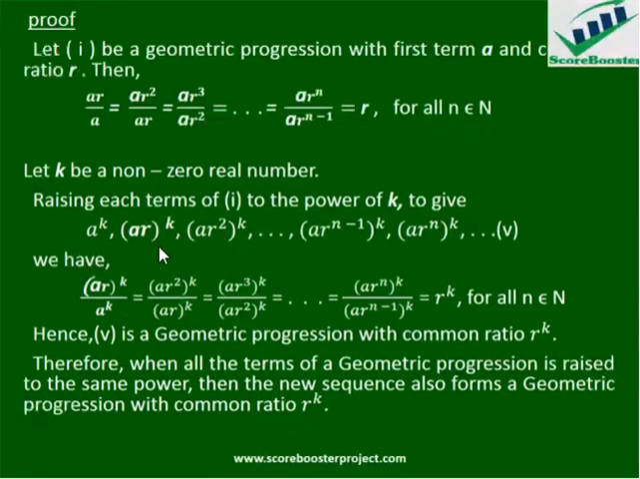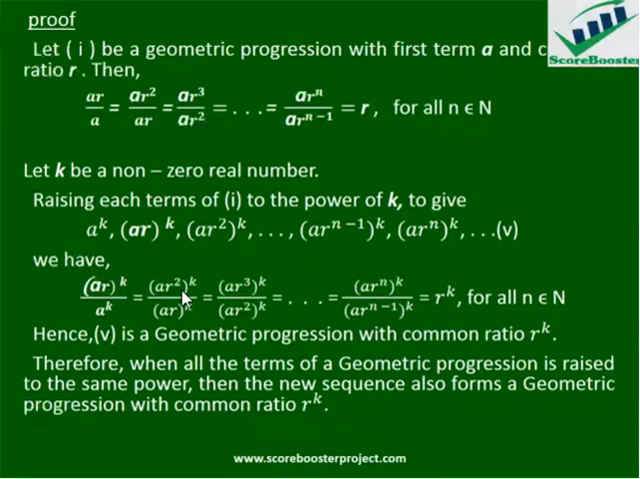The third, which must be equal to dividing the third term by the second, which is (ar squared) raised to power k over (ar) everything raised to power k, which must be equal to dividing the fourth term by the third, (ar cubed) raised to power k divided by (ar squared) raised to power k, which must all give the same result as dividing the n plus 1 term by the nth term. That is, (ar raised to power n) everything raised to power k divided by (ar raised to power n minus 1) everything raised to power k.